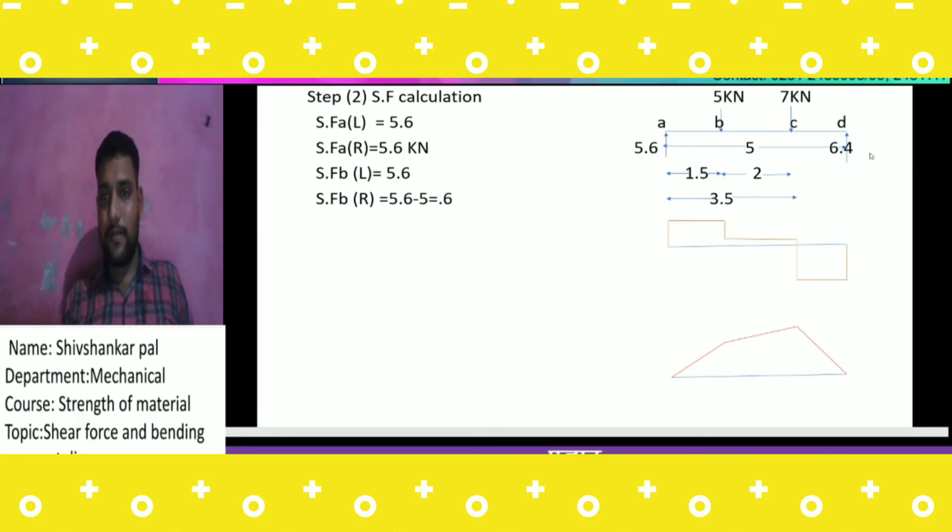According to this figure, to find out the shear force, step two is the shear force calculation. Suppose that is our AB section. In the AB section, that is our point A. At point A, go to the left hand side. On the left hand side, 5.6 kilonewton of force is acting. That point A, the left point, you see the 5.6 kilonewton.